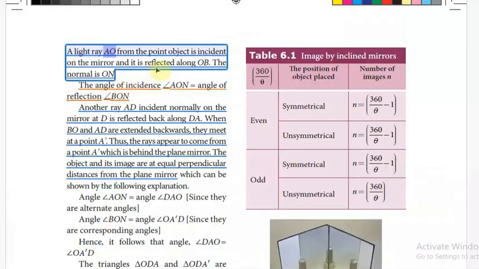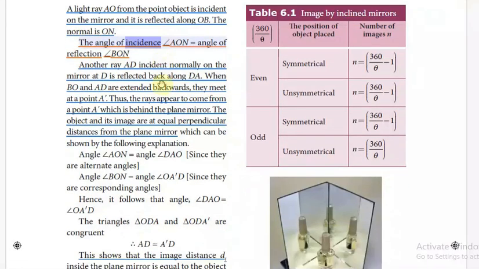A light ray AO from the point object A is incident on the mirror and it is reflected along OB. The normal is ON. The angle of incidence equals the angle of reflection. Another ray AD incident normally on the mirror at D is reflected back along the same path. When BO and AD are extended backwards, they meet at a point A'. Thus, the rays appear to come from a point A' which is behind the plane mirror.